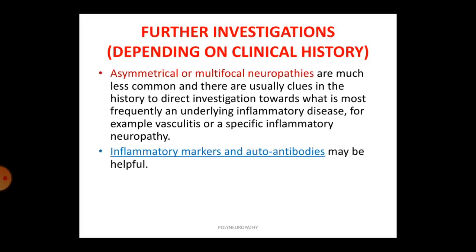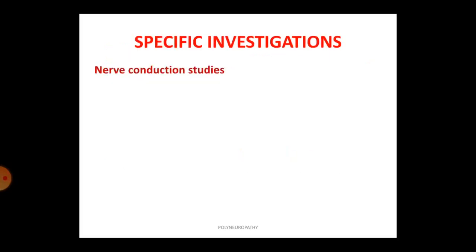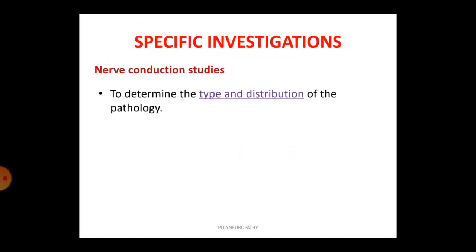Now, in this case also, you can take help of inflammatory markers or antibodies, because if infection or inflammation occurs, there will be presence of antibodies and some inflammatory markers in the body. Now, in such a patient, nerve conduction study and nerve biopsy will be required as specific diagnosis. Now, nerve conduction study, how is it helpful? It will be useful to determine the type and distribution of pathology.